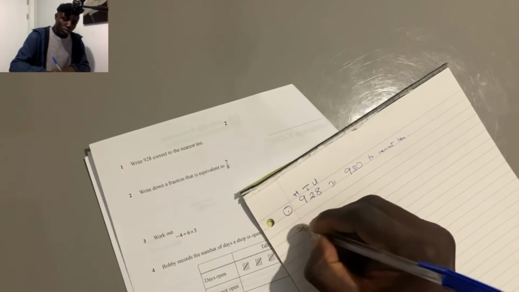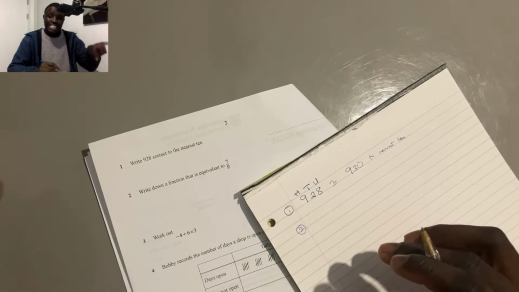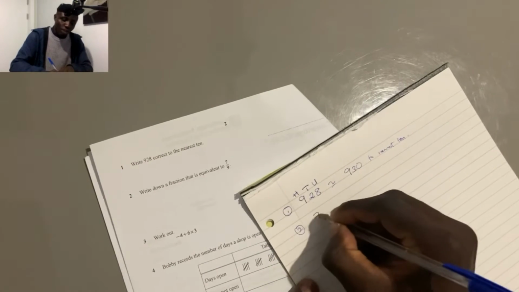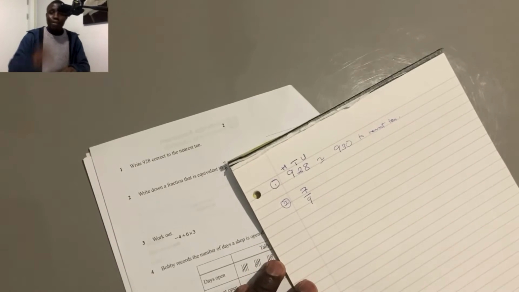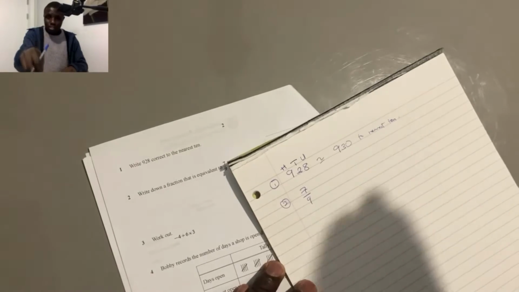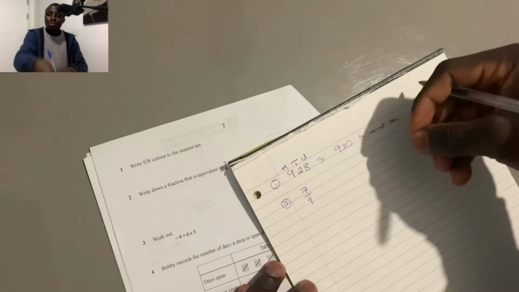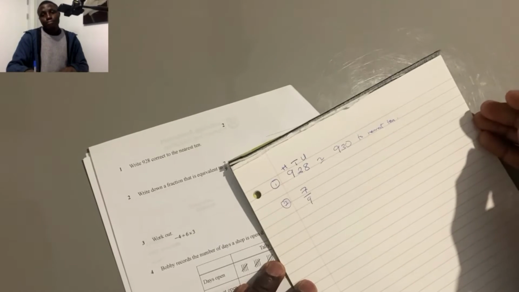Question 2 says write down a fraction that is equivalent to 7 over 9. Whenever you want to get an equivalent fraction of a given fraction, you multiply both the numerator and the denominator of that fraction by the same number.